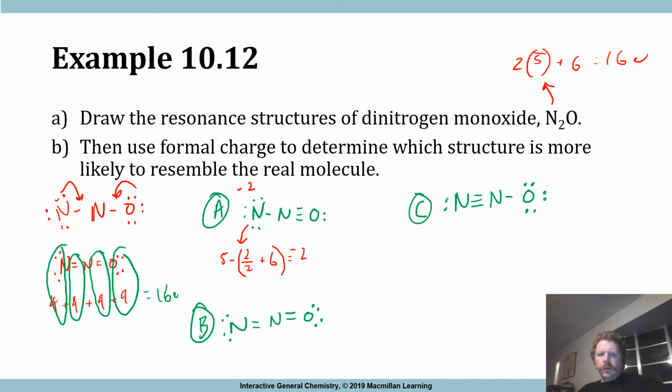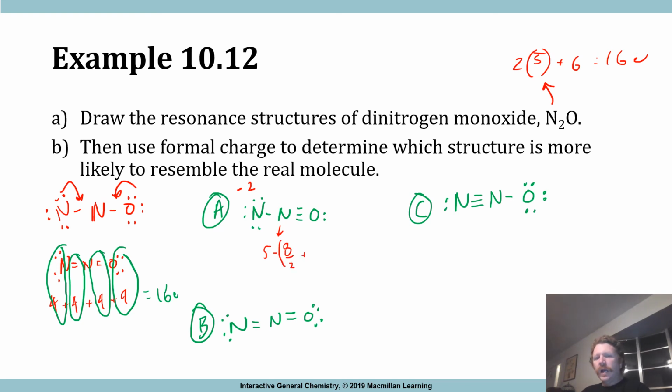Now next up, I've got to figure out the formal charge for each one of my different atoms. So this guy right here. Same formula: valence electrons, 5, minus shared electrons divided by 2. This has a total of 8 shared electrons, divided by 2, plus my unshared electrons, which was 0.